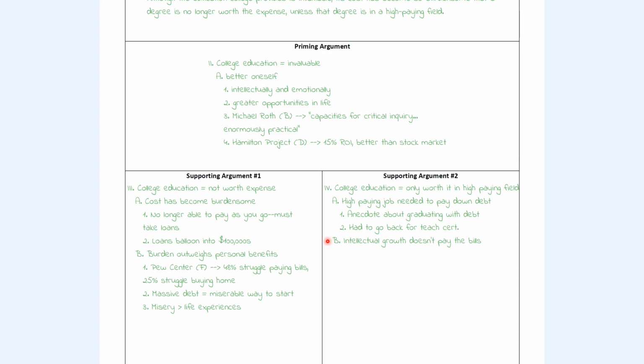Students regularly graduate from college with loans upwards of $100,000, and that is just too burdensome. Starting off your adult life burdened with that much debt just outweighs those benefits. I'm going to cite the Pew Center data about how 48% of college grads struggle paying bills, and 25% struggle buying a home.